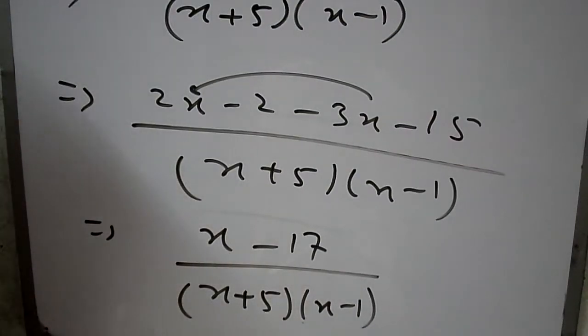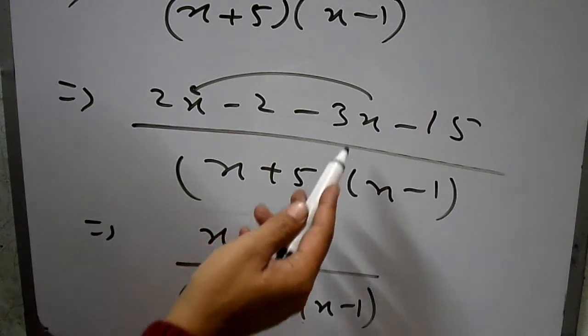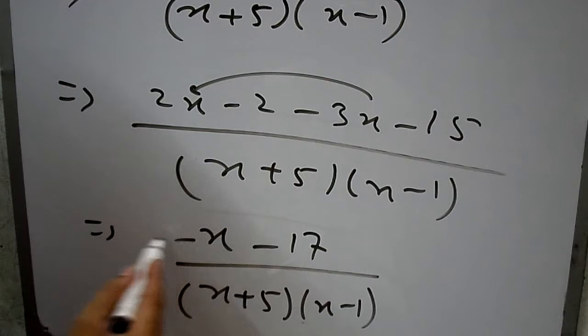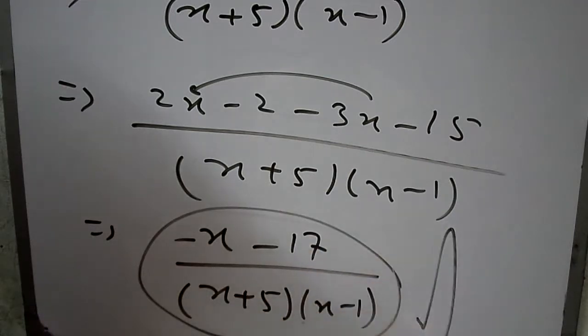You cannot take anything common from it. It should be noted that the greater value sign should be used. 2x minus 3x, so it means it will be minus x, and also a minus 1. So that is your result.